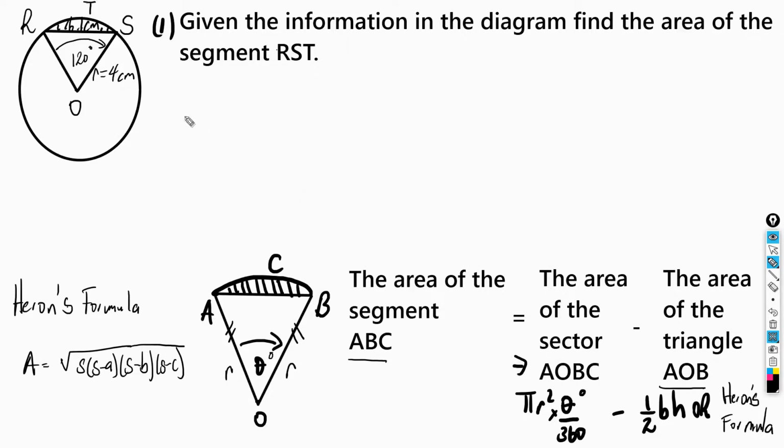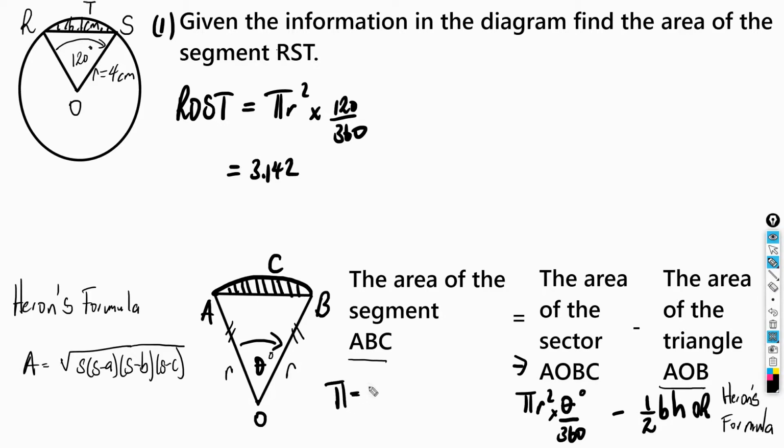And to find the area of ROST, we need to find pi r squared multiplied by theta, which is 120 over 360. Cool. So we should actually get 3.142. Pi is equal to 3.142 multiplied by 4 centimeters squared multiplied by 120 over 360.